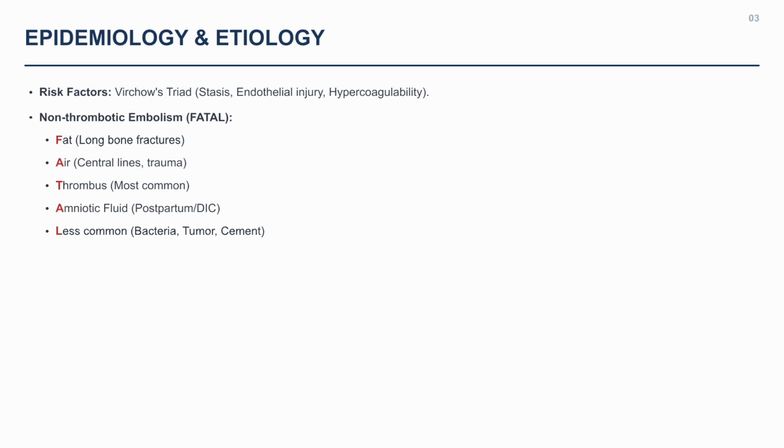Beyond thrombotic causes, remember the mnemonic FATAL for non-thrombotic emboli: F for fat emboli from long bone fractures, A for air emboli from central lines, T for thrombus, the most common type, A for amniotic fluid emboli, seen postpartum and associated with DIC, and L for less common causes like bacteria, tumor, or bone cement.